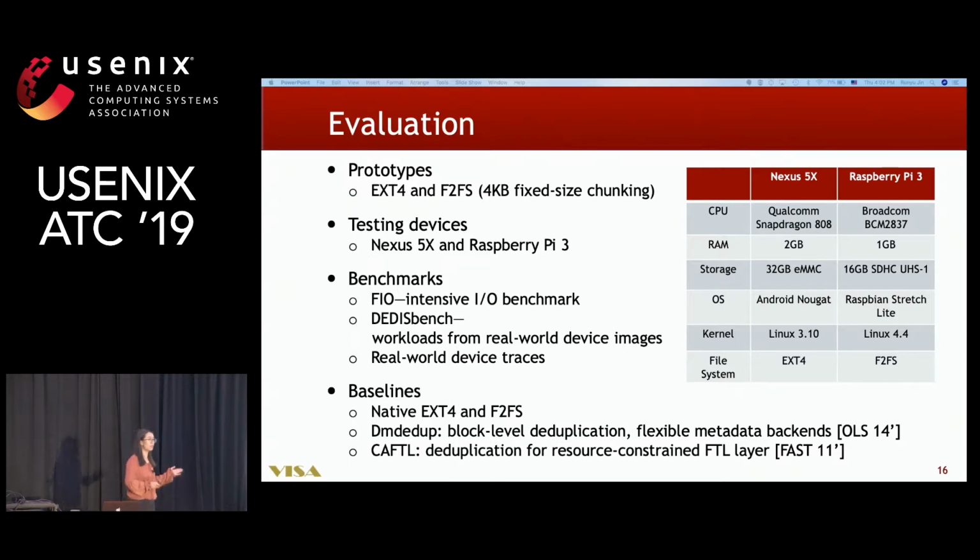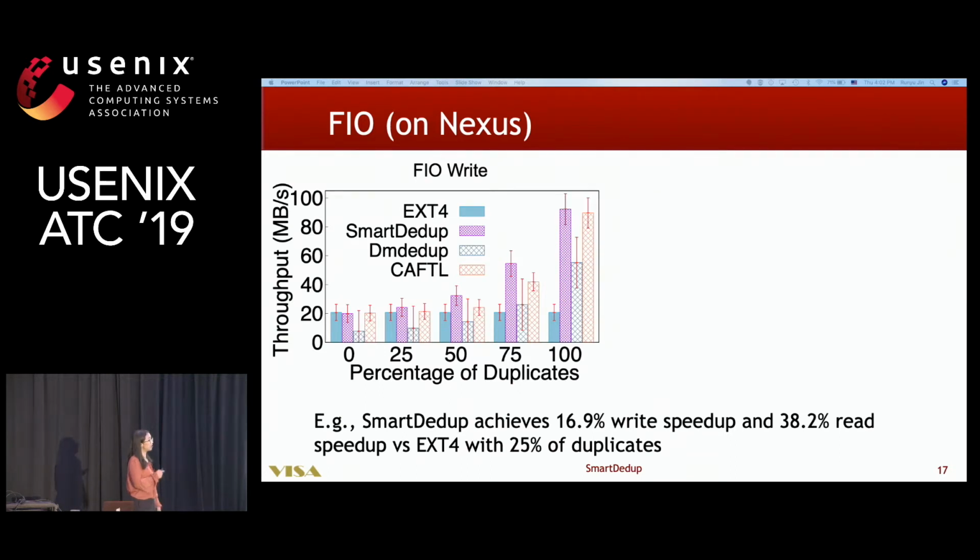DMDedup is a block-level deduplication solution which supports flexible metadata backends, while SayFTL is a deduplication solution for the resource-constrained FTL layer. Let's first look at the FIO experiment on Nexus using EXT4.